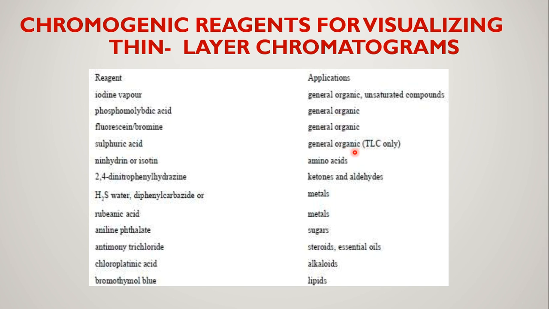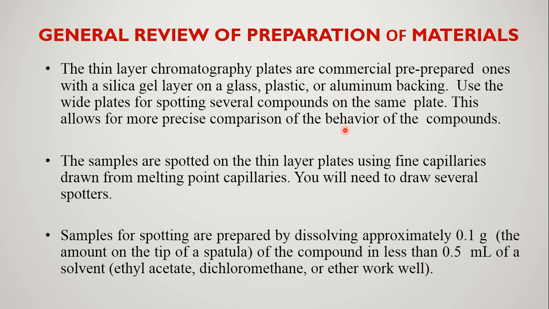Sulfuric acid is for general organic compounds and TLC only. Ninhydrin is for amino acids. These amino acids react with ninhydrin or isatin and make specific complexes, and different amino acids give their specific different colors. Then 2,4-dinitrophenyl hydrazine and H2S are applied according to which type of sample we are using in the TLC experiment. All these reagents provide specific colors to the invisible or transparent sample components on the TLC plate.